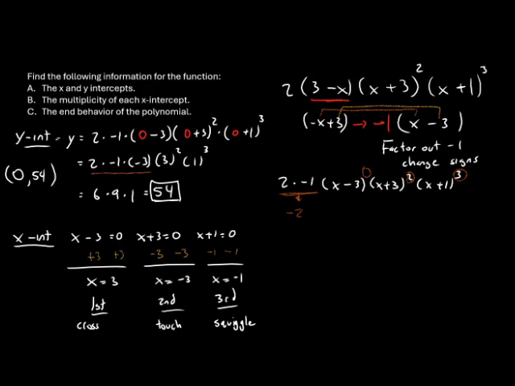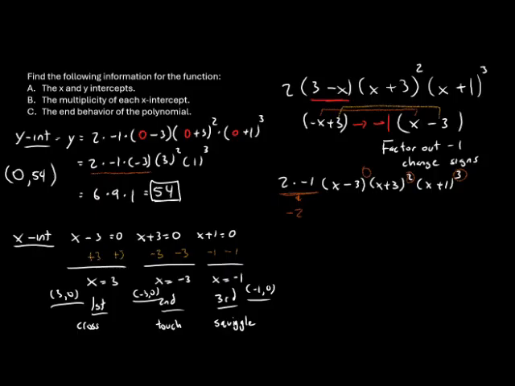We'll also write our x-intercepts in coordinate form. X equals 3 will give us an x-intercept of 3, 0. X equals negative 3 will give us an intercept of negative 3, 0. And x equals negative 1 will give us an intercept of negative 1, 0. Therefore, now we have all of the x-intercepts and we have their multiplicities.